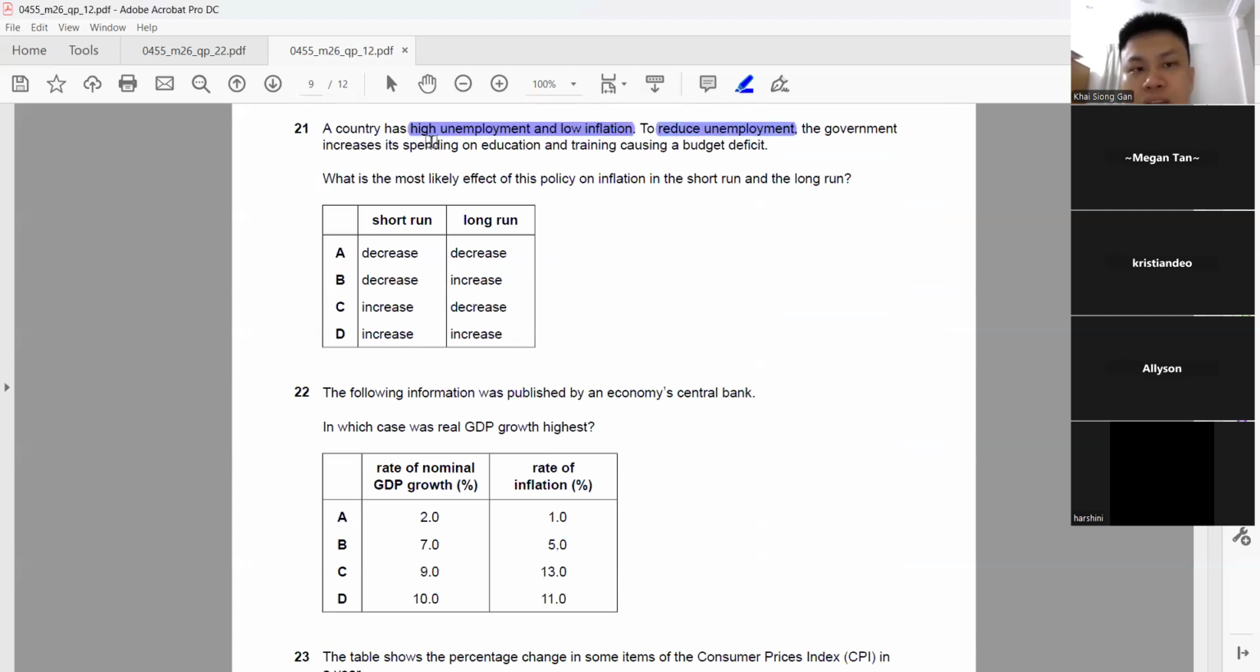To reduce unemployment, the government spends on education and training, causing a budget deficit. Budget deficit means what? Government spending larger than taxation revenue. They spend too much. So what is most likely the impact of this policy on inflation in the short run and long run?